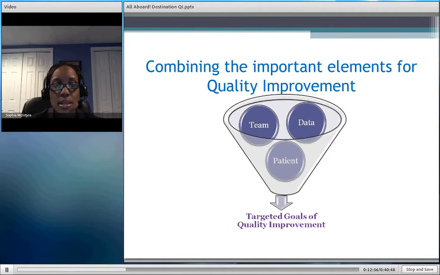So I like to look at this as combining the important elements of quality improvement. You have your data, you have your team, but at the core of it all, your patients are there. And your patients are the key component because you're looking at improving health outcomes with these quality improvement projects. So with these three components, your patient, your team, your data, you're looking at targeted goals for quality improvement.